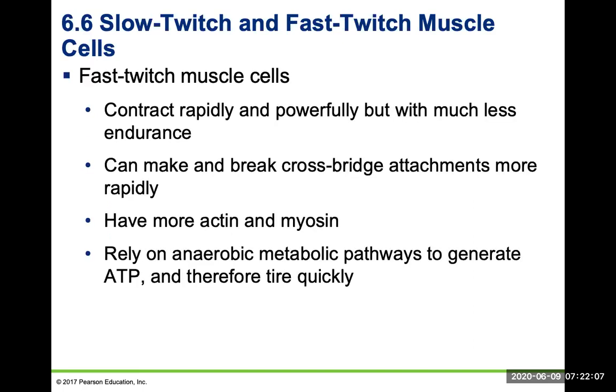Fast twitch muscle cells contract rapidly, powerfully, with much less endurance. They can make and break cross bridge attachments more rapidly, and they rely on anaerobic metabolic pathways to generate ATP, and therefore tire quickly, and they're usually more lightly colored.